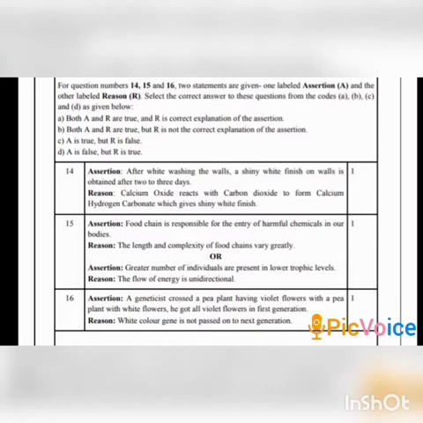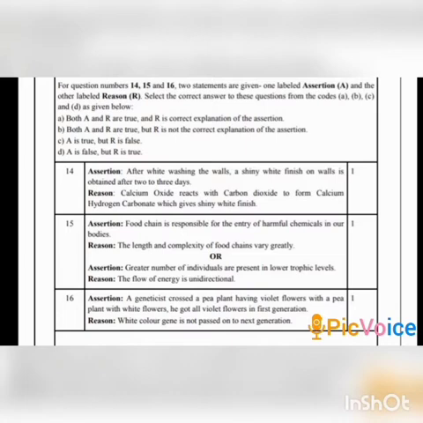Question number 15 is a biology question. Assertion: food chain is responsible for the entry of harmful chemicals in our bodies. The given reason: the length and complexity of food chains vary greatly. So for answering this type of questions, you have to read and understand these two, that means the assertion and reason, and you have to select the options.